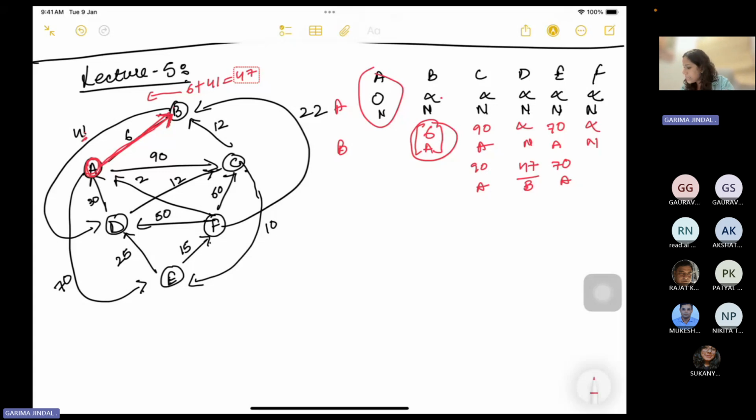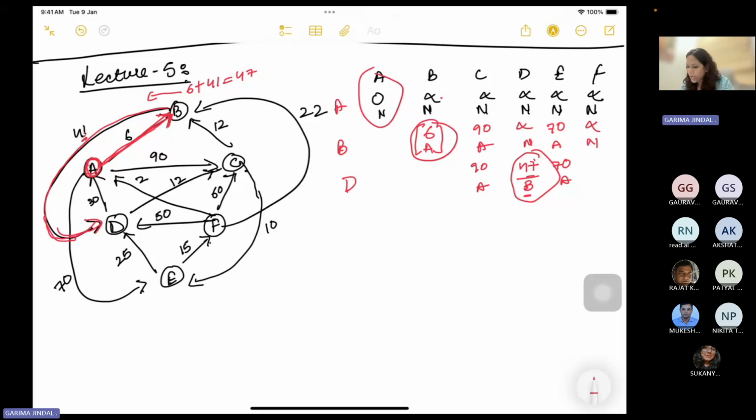Now at this step again we will see which particular node has the shortest distance. We can see that this path from B has the lowest cost, that is 47. So now we will select D to be visited. So at this step we are selecting D, which means we have selected this path.